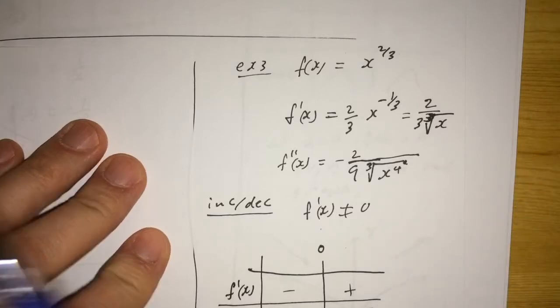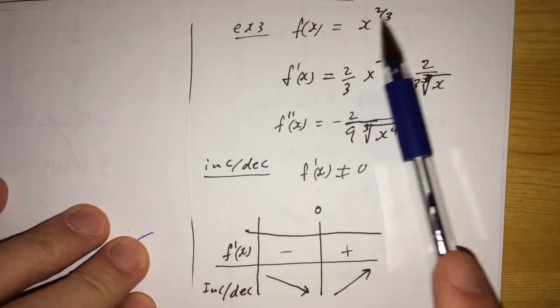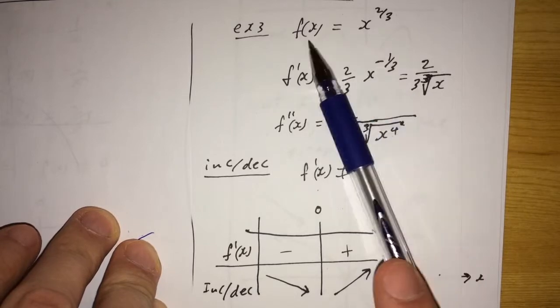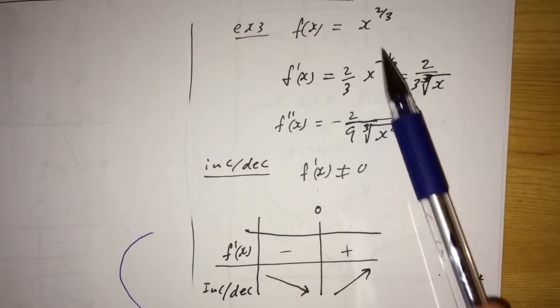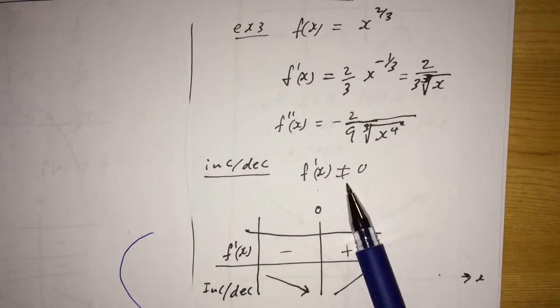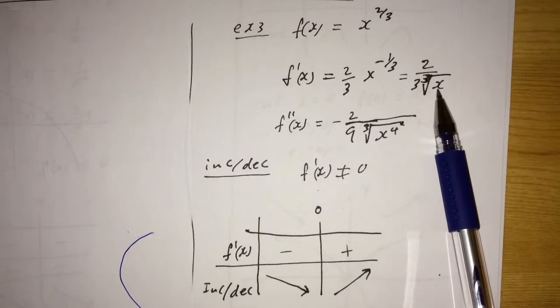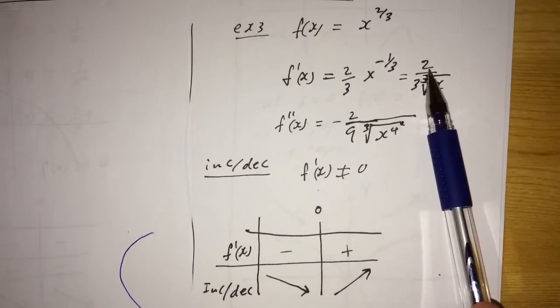Okay. In this one, f of x can equal 0. So when x equals 0, x to the 2/3 is 0. But f prime does not equal 0, because 2 divided by 0 is undefined, and 2 never equals 0.